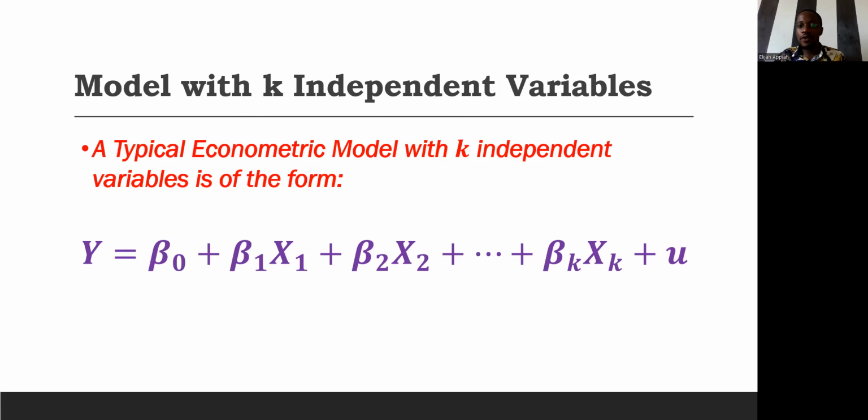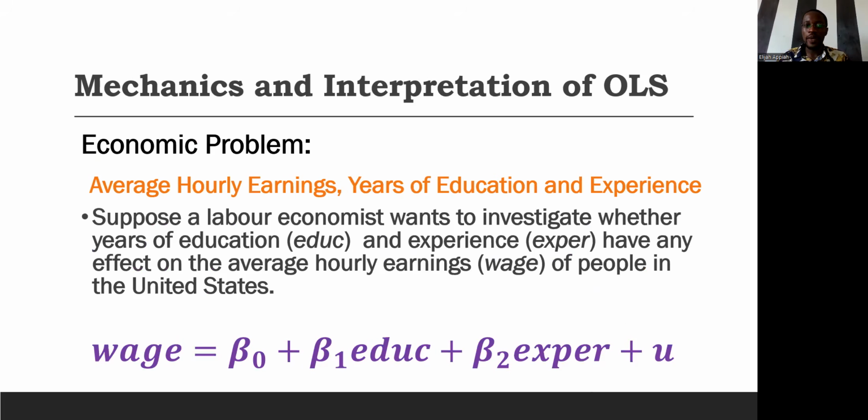A typical econometric model with k independent variables, that is, any number of variables, would be of this form, where it starts from x1, x2, up to xk, the very last variable that you can think of. u is simply the unobserved factors. In an economic problem again, we are just going to look at how average hourly earnings, years of education and experience are related. Suppose a labor economist wants to investigate whether years of education and years of experience have any effect on the wage of people in the United States. Then the regression model we state would be wage equals beta 0 plus beta 1 education plus beta 2 experience plus the unobserved factors.